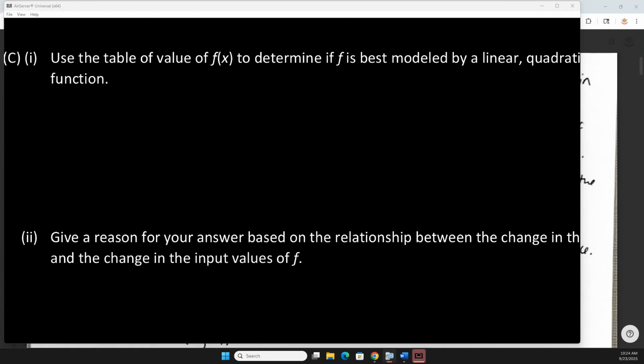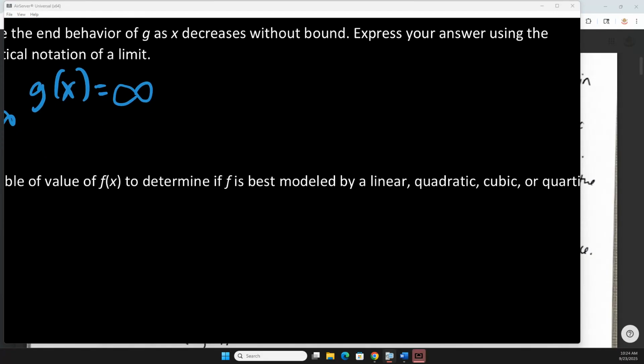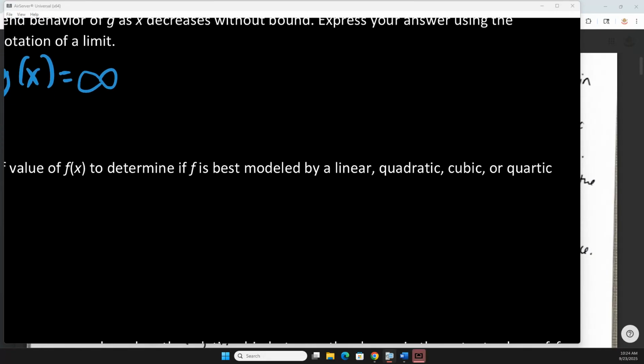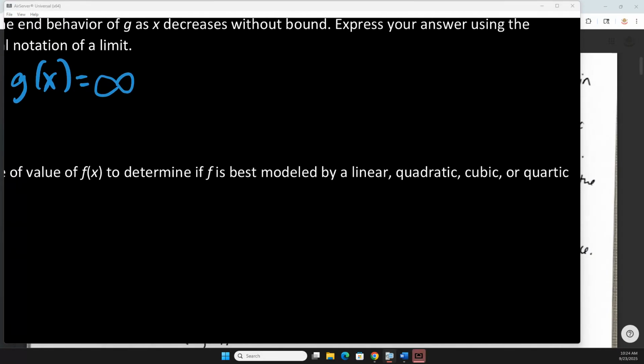All right, and so we're going to determine if F, which is this big table, is best modeled by linear, quadratic, cubic, or quartic. If you looked at my answer key, I wrote down all the first differences, second differences, third differences, fourth differences, and I recommend that you do that. Not because it's absolutely required, but if your last sentence leaves something out, and it's up there where you actually found it, you still might get your point, if that makes sense.